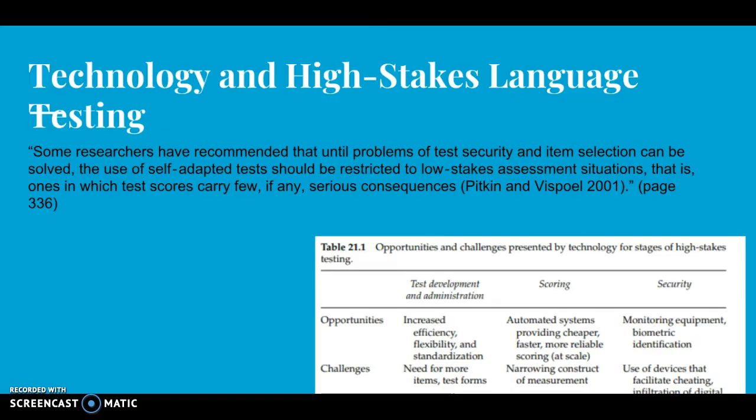On Chapter 21, technology and high stakes language testing. Unlike the previous chapter, this chapter focuses on high stakes tests. The results of these tests affect the students' admission to programs, academic progress, etc. The stakes are higher when it comes to how the students perform on these assessments.